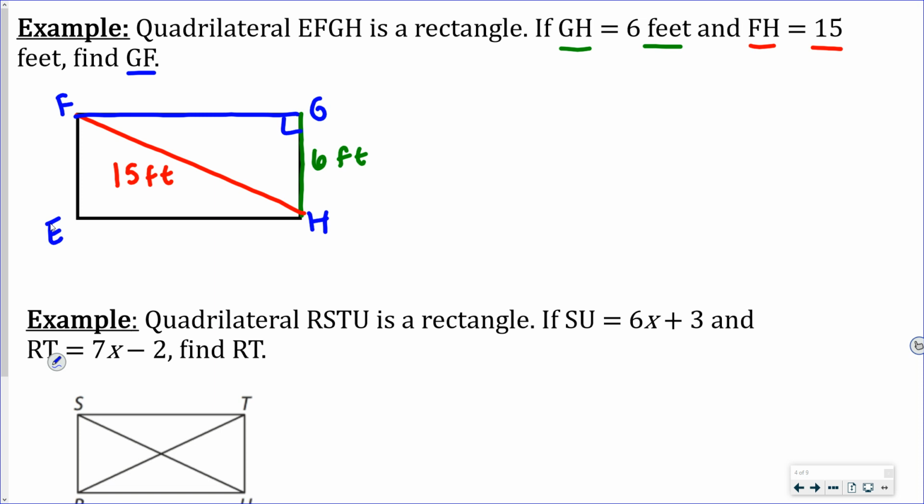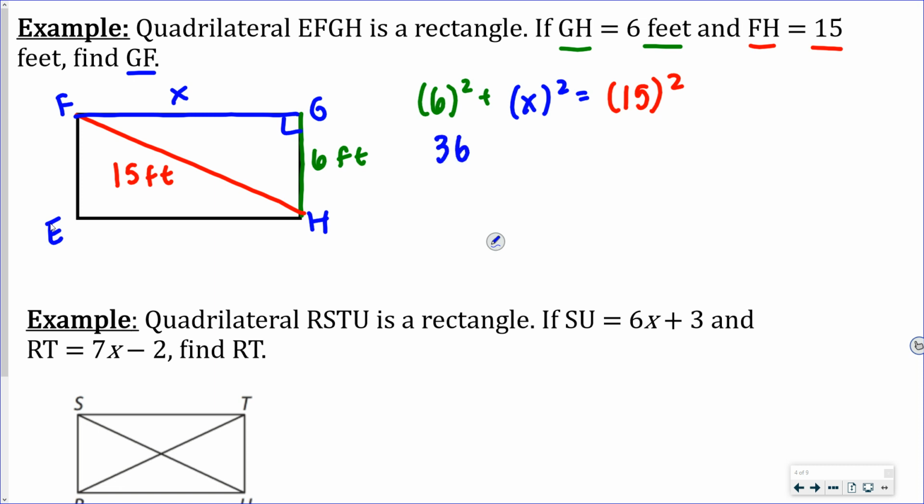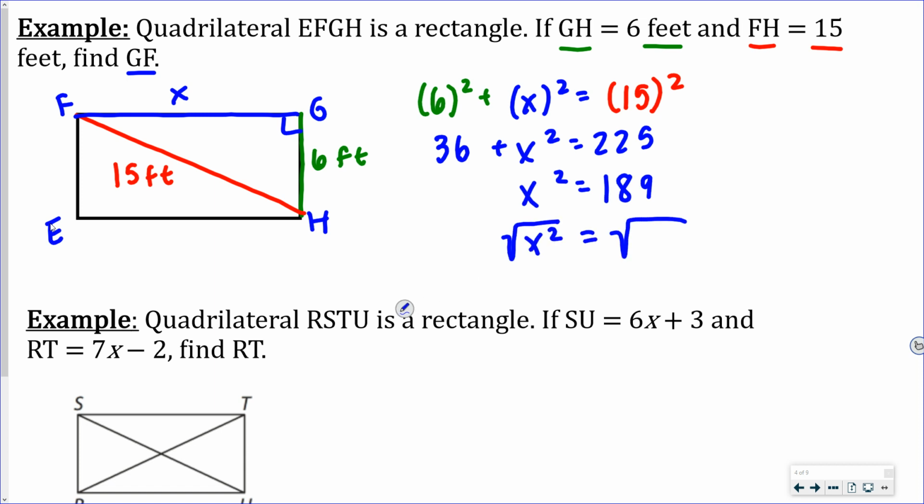Good, Tyson. Pythag, I'm just going to call this X. Pythag says the two legs squared, so 6 would be a leg. X would be a leg. Equals my hypotenuse squared. My hypotenuse is the one across from the right angle. It should be 15. All right, let's do some quick math here. 6 squared is 36. 15 squared is 225. 225 minus 36 is 189. Square root both sides.